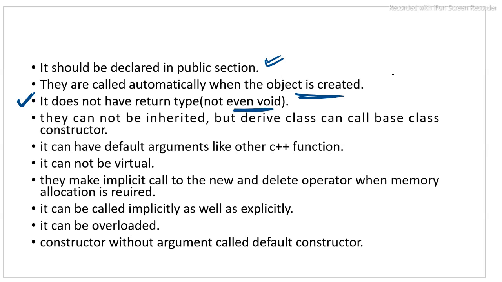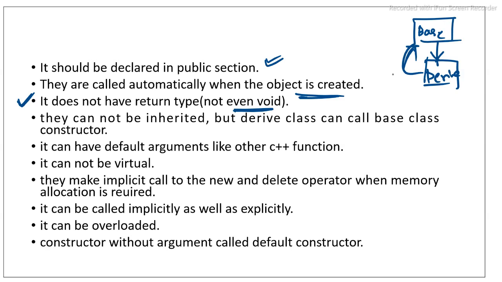Next point is that they cannot be inherited, but a derived class can call the base class constructor. In case of inheritance, when we have a base class and a derived class, some properties of the base class are inherited by the derived class. In such a case, the derived class can call the base class constructor. If we are creating a constructor for the base class, then the derived class has the permission to call the base class constructor.